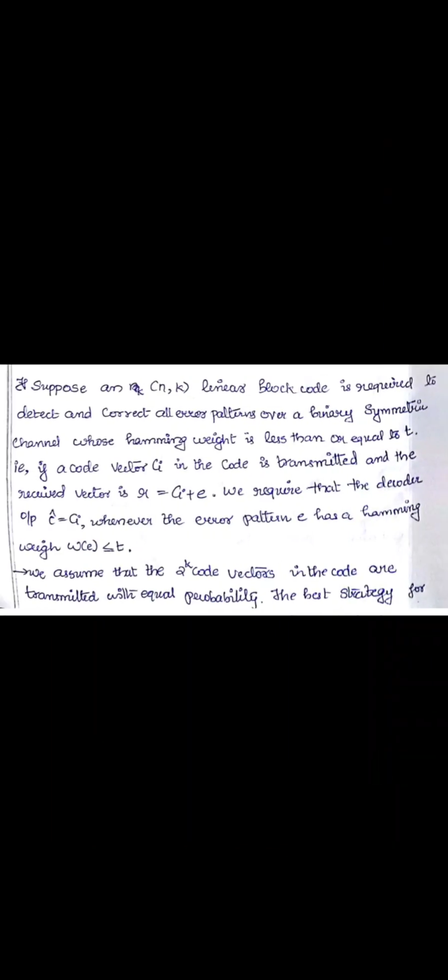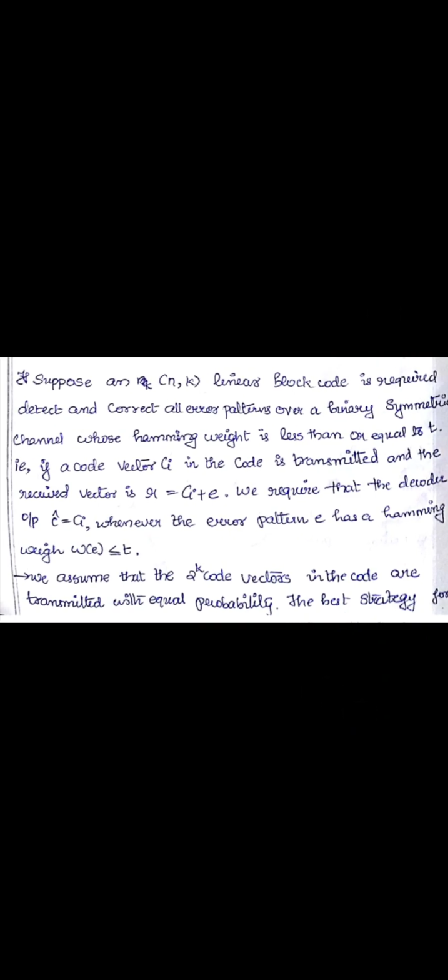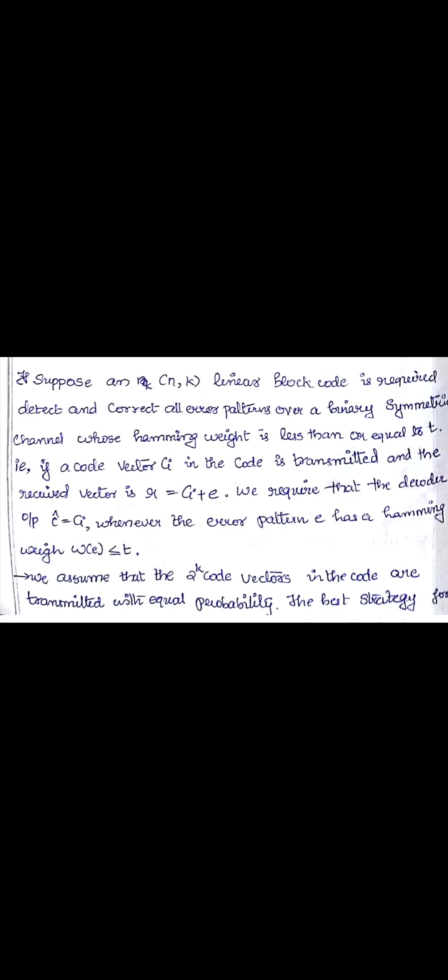Okay. Suppose an (n, k) linear block code is required to detect and correct all error patterns over a binary symmetric channel whose Hamming weight is less than or equal to t. That is, if a code vector Ci in the code is transmitted and the received vector R is equal to Ci plus E, of course, we require that the decoder output C cap is equal to Ci whenever the error pattern E has a Hamming weight W(E) less than or equal to t.